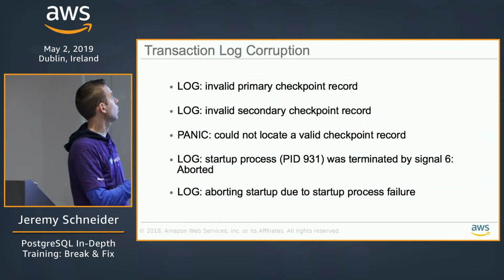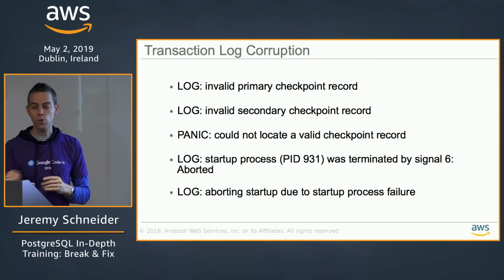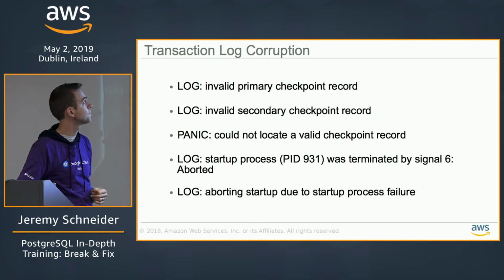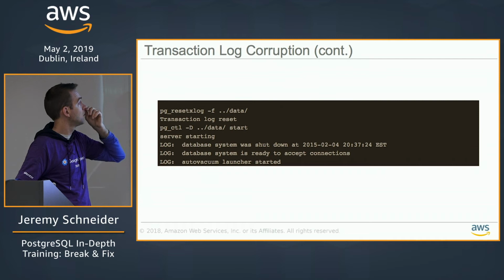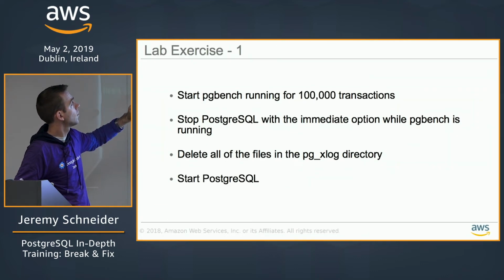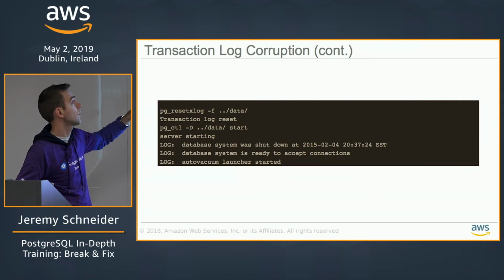All right, transaction log corruption. What does that look like? Here are a couple of different error messages that will indicate you're seeing transaction log corruption. Here's an example where we reset the transaction log, and then we start up the database. And let's see what happens there. Oh, no, I'm sorry. That's an example of how you can fix the transaction log corruption.